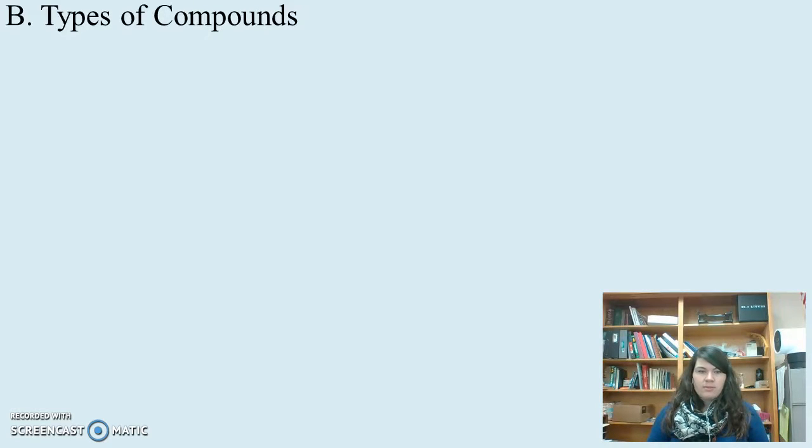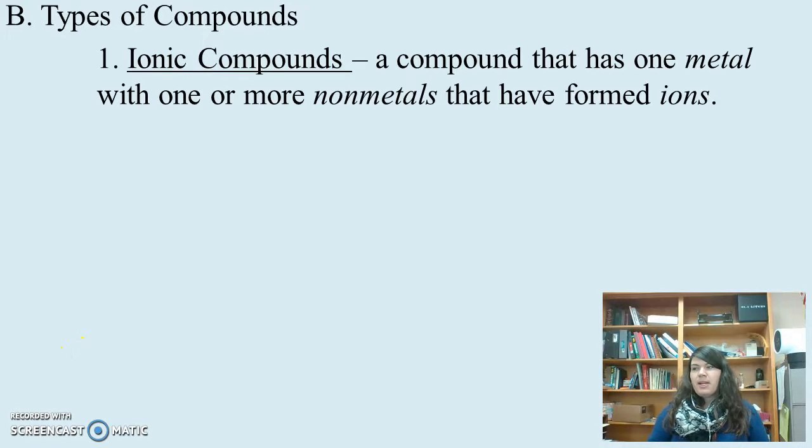Types of compounds. Okay, so again, we're going to have two major types that we'll talk about in this chapter. First one that we're going to talk about today is ionic compounds. These are made up of a metal plus a non-metal. And how do you tell if it's a metal or a non-metal? Well, you just look at the periodic table. If it's to the left of the stair-step line, it's a metal. If it's to the right, it's a non-metal. Okay, so that's how we tell.